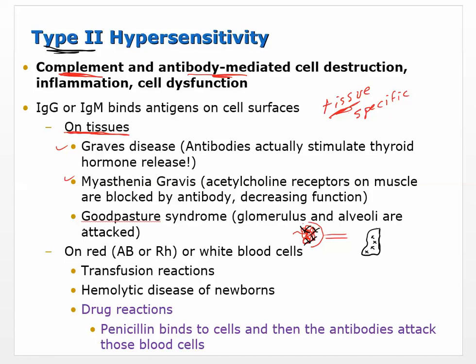So that's Goodpasture syndrome. And the one that we more commonly think about is red blood cells or white blood cells, but on the red blood cells it's ABO and Rh. Okay, so transfusion reactions, we already mentioned that, hemolytic disease of newborns, and then the drug reactions that I mentioned where penicillin coats the red blood cell. I already drew this out once, so I don't really want to do it again, but I can't seem to stop myself. And so the penicillin coats the red blood cell, and then the immune system attacks that. Okay, kills the red blood cell.